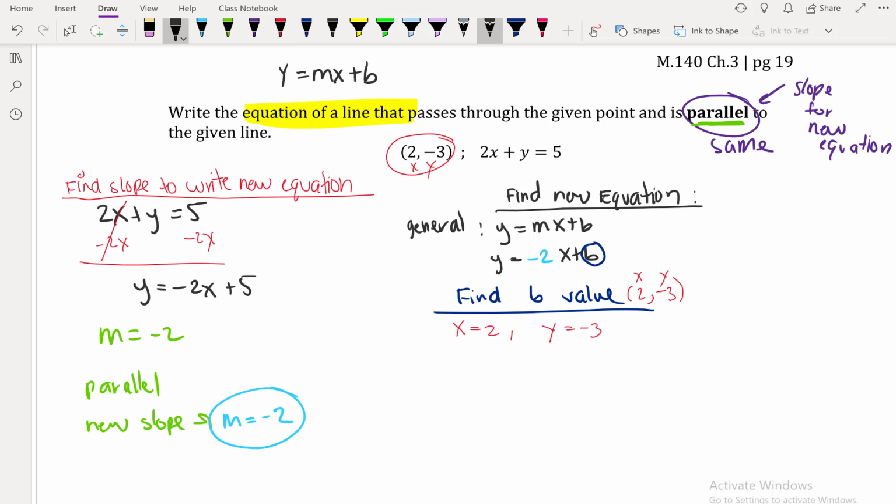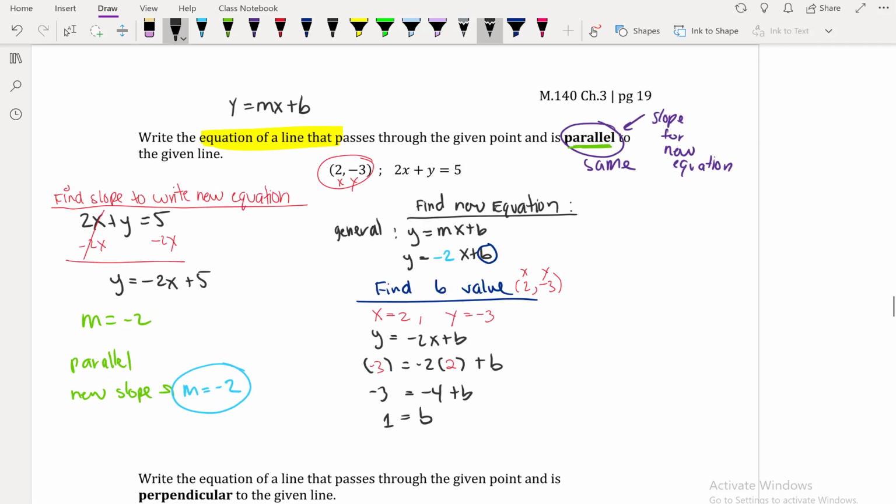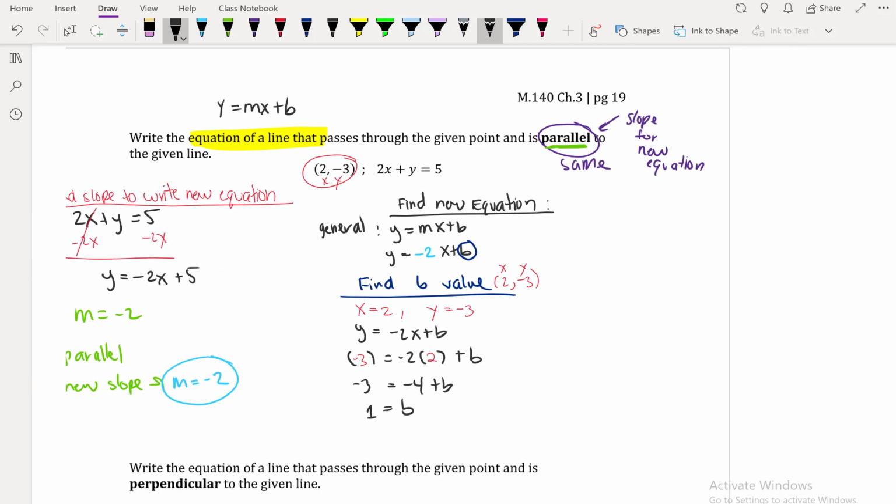So my equation, y is equal to a negative 2x plus b. I have my y, I have my x, I'm trying to figure out my b value. The y value I'm plugging in is a negative 3, the x value that I'm plugging in is a positive 2. So negative 3 is equal to a negative 4 plus b. If I add 4 to both sides, 4 minus 3 is 1. So now I have found my b value.